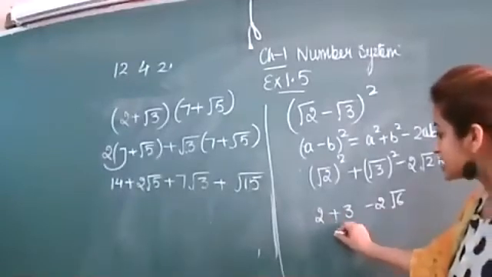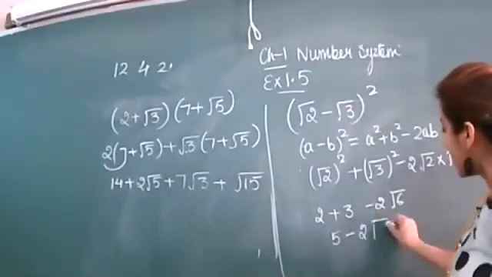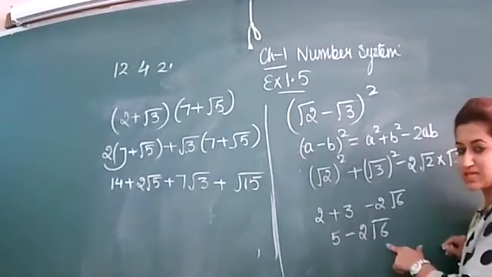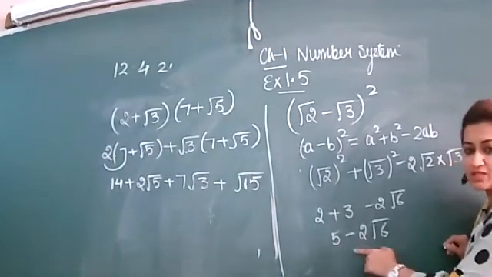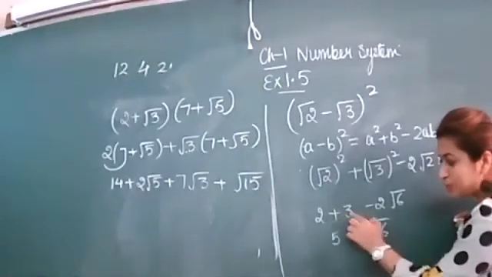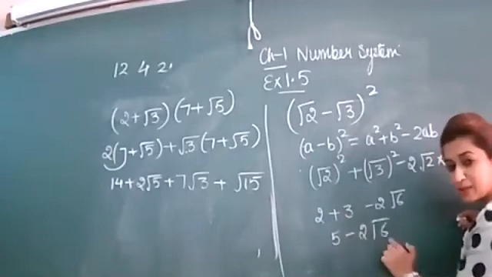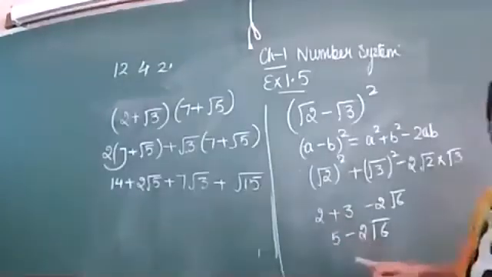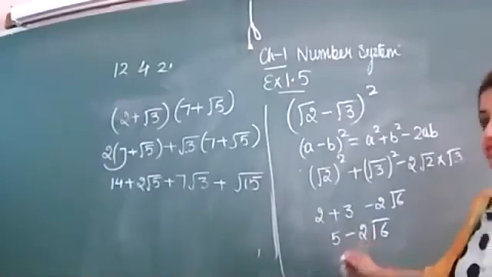Now 2 plus 3 is 5, but you can't add or subtract this 2 because 2 is a part of root 6. It will not be solved with this 5. Got it? So here 5 will be, 2 plus 3 will give you 5 and 2 is multiplying with this. So you can't subtract 5 minus 2. You will not write 3 root 6 as answer. This will be your answer.